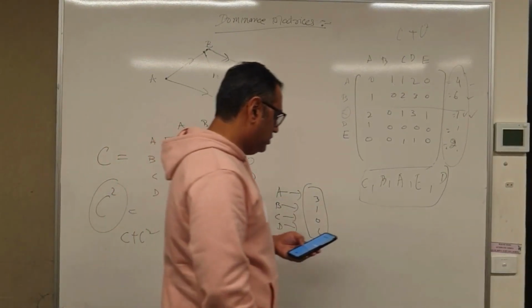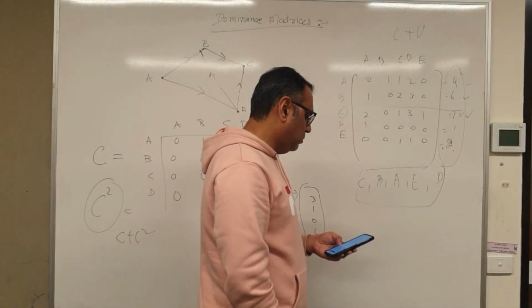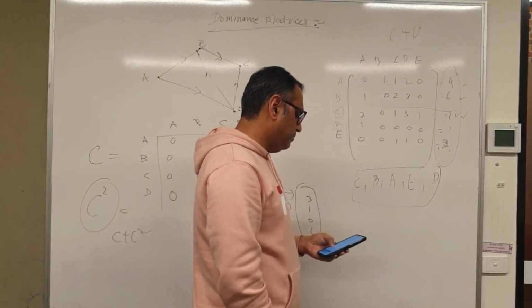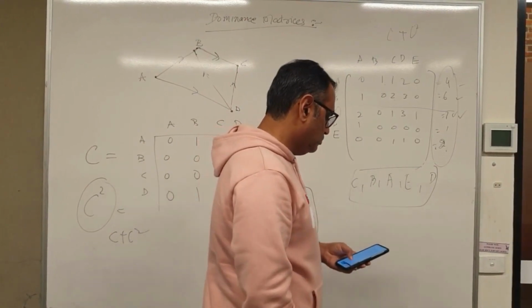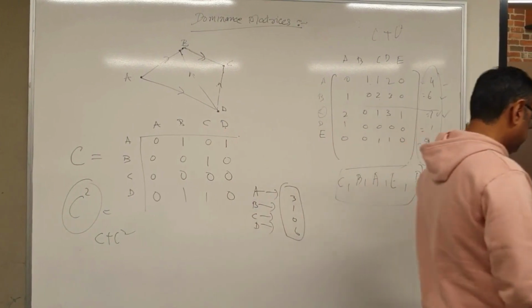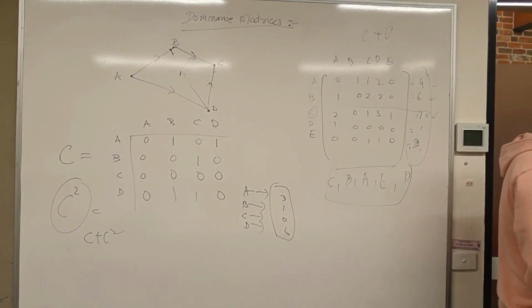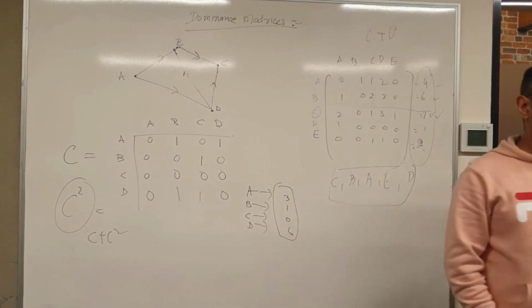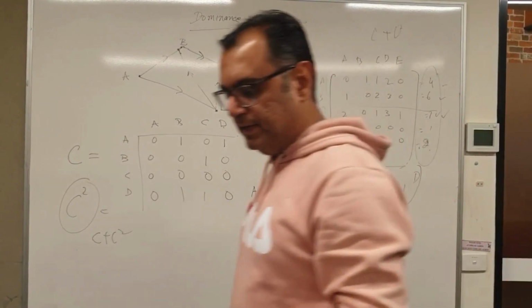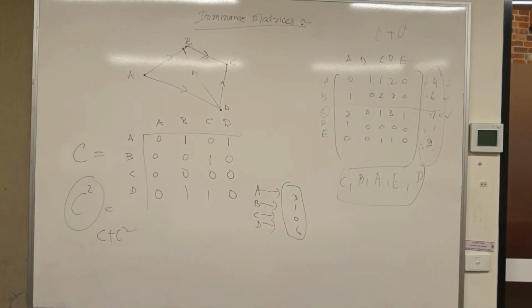Who's the most dominant out here? Part C. Ben and Ellie. What's the total of Ben? 3. And what's the total of Ali? 3. And how did we get there?